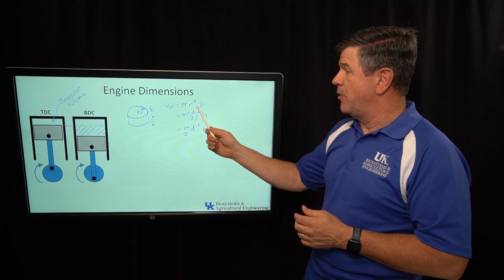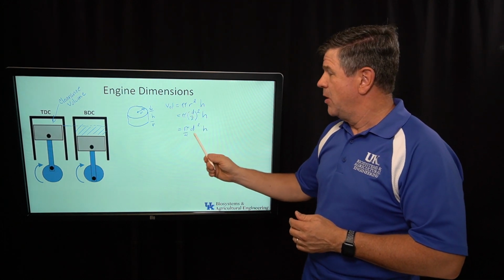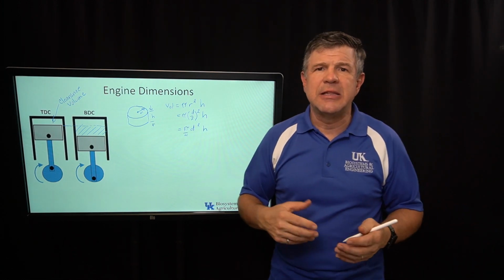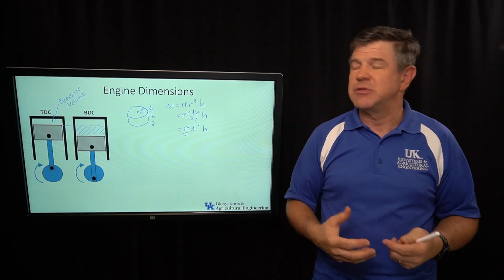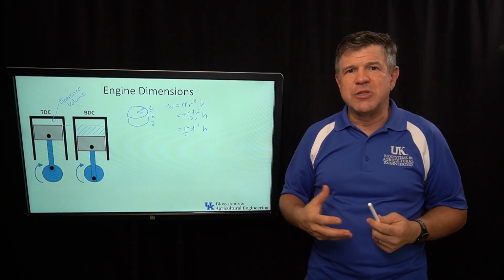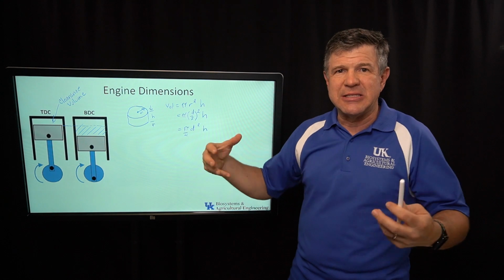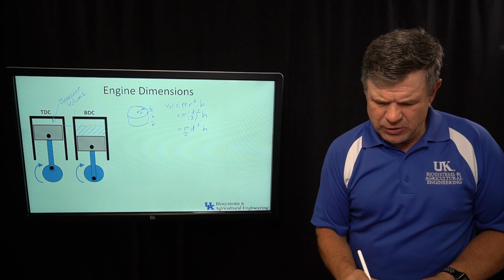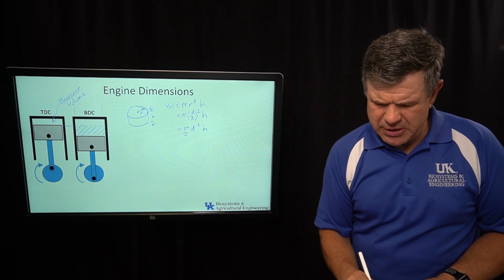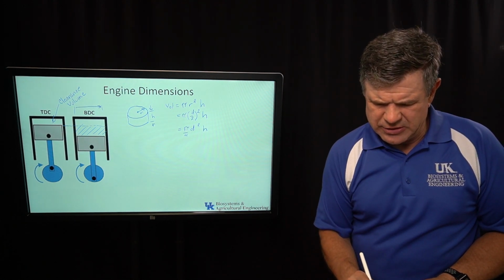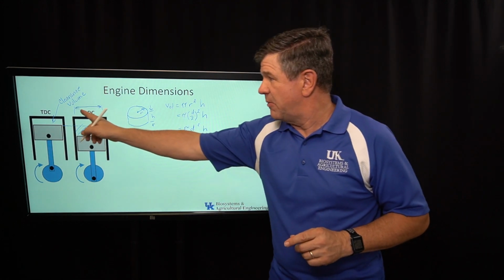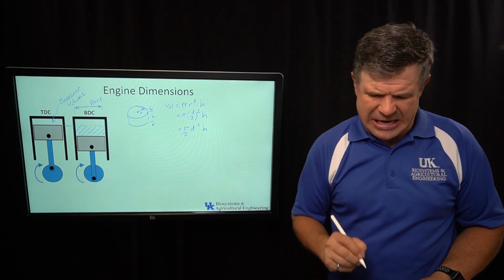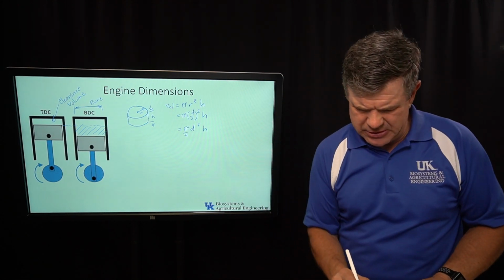So we can either do it with the radius of the cylinder, like we have up here, or we can do it with the diameter of the cylinder, like we have here. Now, let's extend this into some terminology for our engines. We have some specific terms for these dimensions. If we look at the diameter of that piston right here, we call that the bore, B-O-R-E. So that's the bore of that piston.